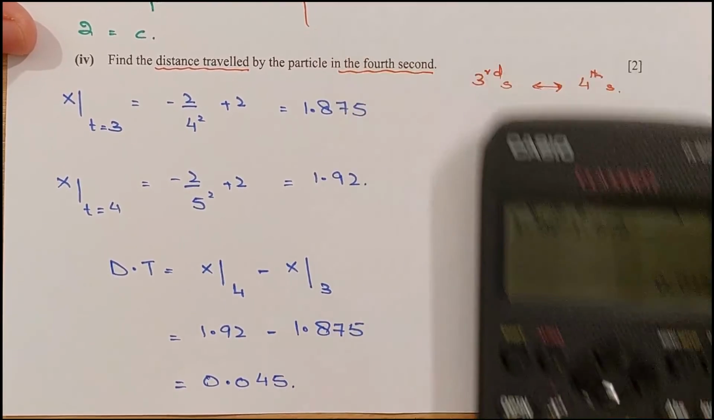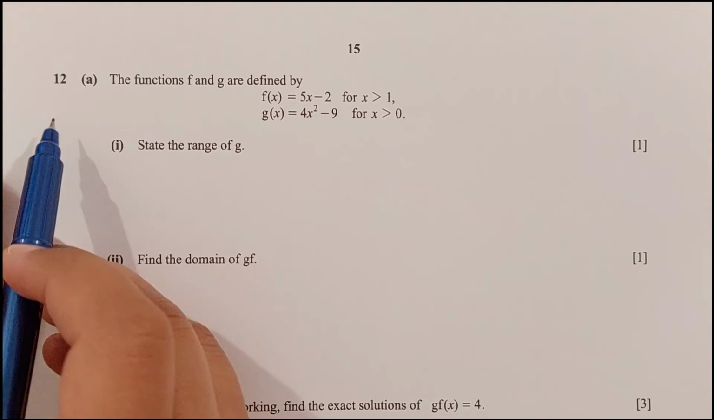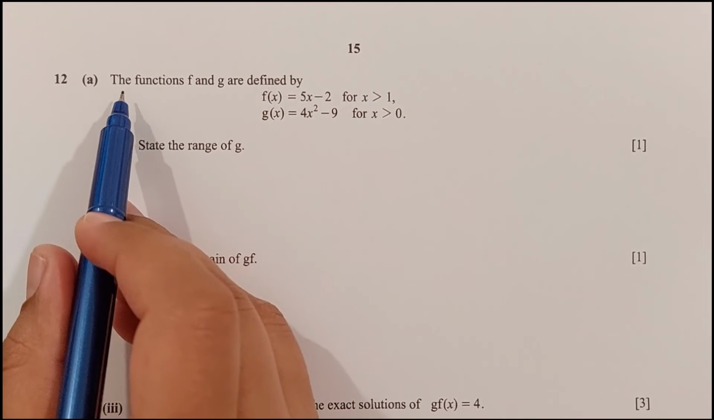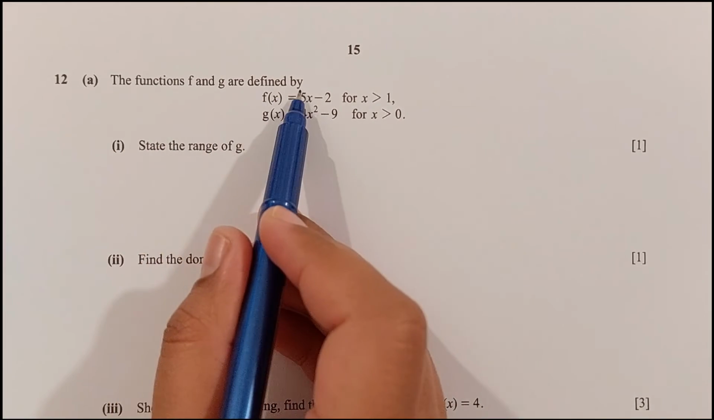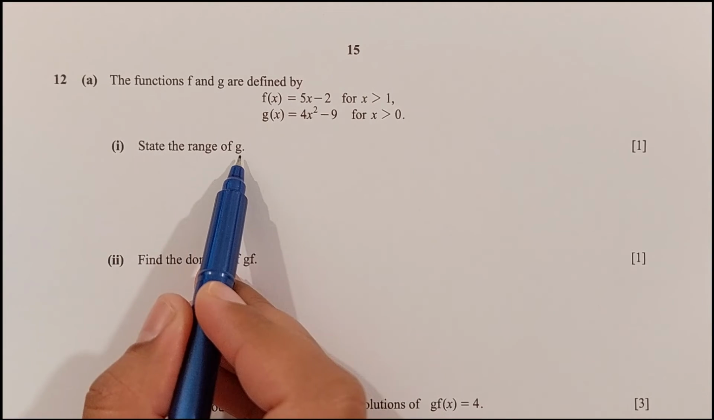0.045. This is the distance traveled by the particle in the fourth second. Question number 12, part A. The functions f and g are defined by f of x and g of x. Number 1, state the range of g.